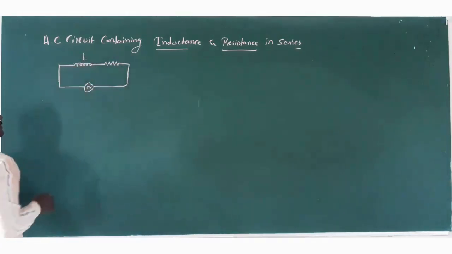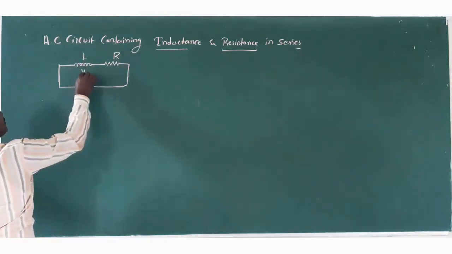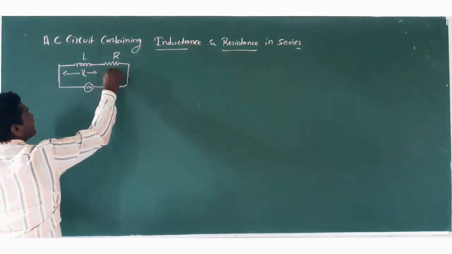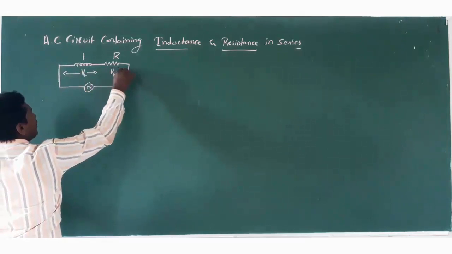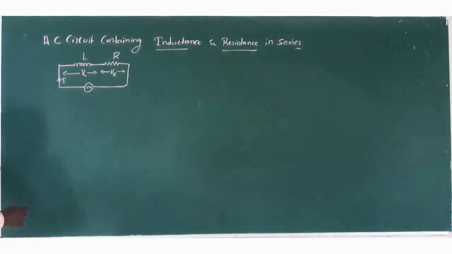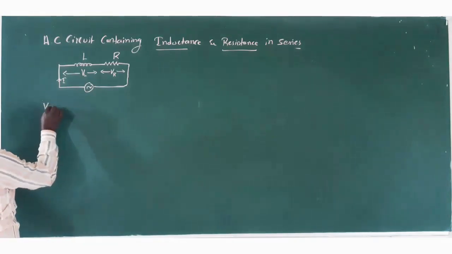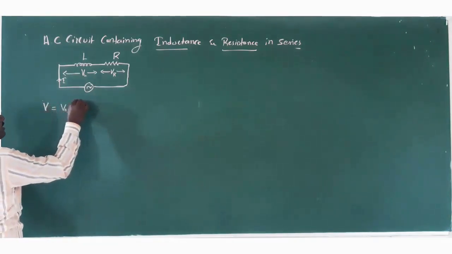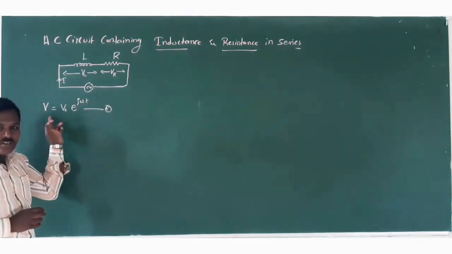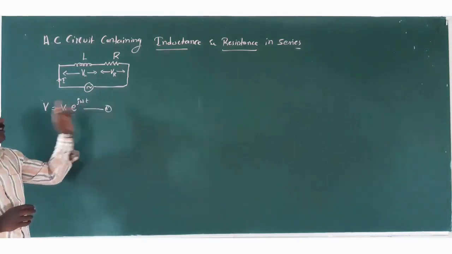Let L be the inductance of the inductor and R be the resistance of the resistor. The voltage drop across the inductor can be represented by VL, the voltage drop across the resistor by VR, and I be the current flowing through the circuit. We know that the complex voltage across an AC source can be represented by V is equal to V naught e raised to j omega t. Let us consider this as equation number 1. The complex voltage across an AC source is V is equal to V naught e raised to j omega t.